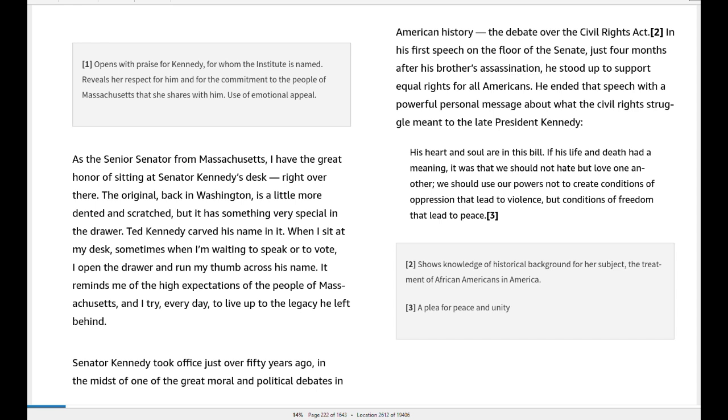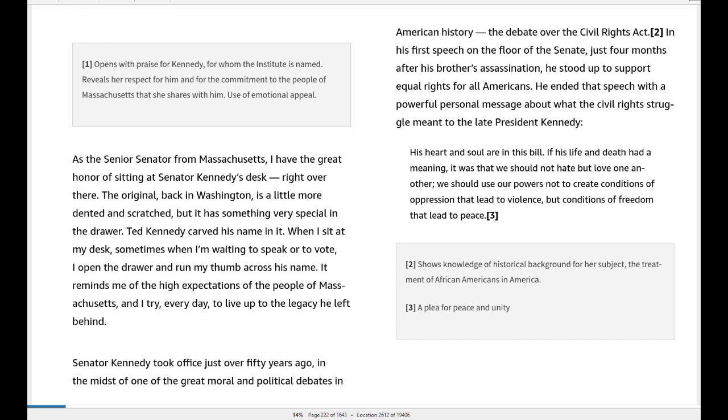Senator Kennedy took office just over 50 years ago, in the midst of one of the great moral and political debates in American history, the debate over the Civil Rights Act. In his first speech on the floor of the Senate, just 4 months after his brother's assassination, he stood up to support equal rights for all Americans. He ended that speech with a powerful personal message about what the civil rights struggle meant to the late President Kennedy. His heart and soul are in this bill. If his life and death had a meaning, it was that we should not hate but love one another.